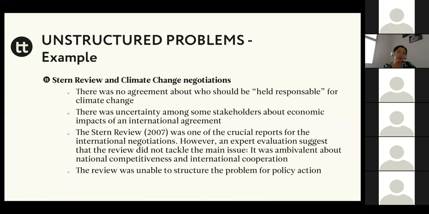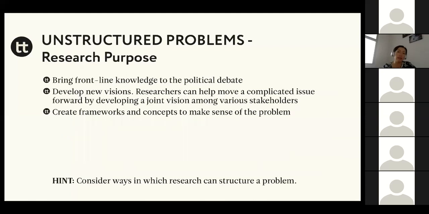So when we're thinking about unstructured problems, we have to keep that in mind, that we don't want to add to the confusion. We don't want to add to the already complexity of the problem. So what are some of the purposes that research can have in these cases?